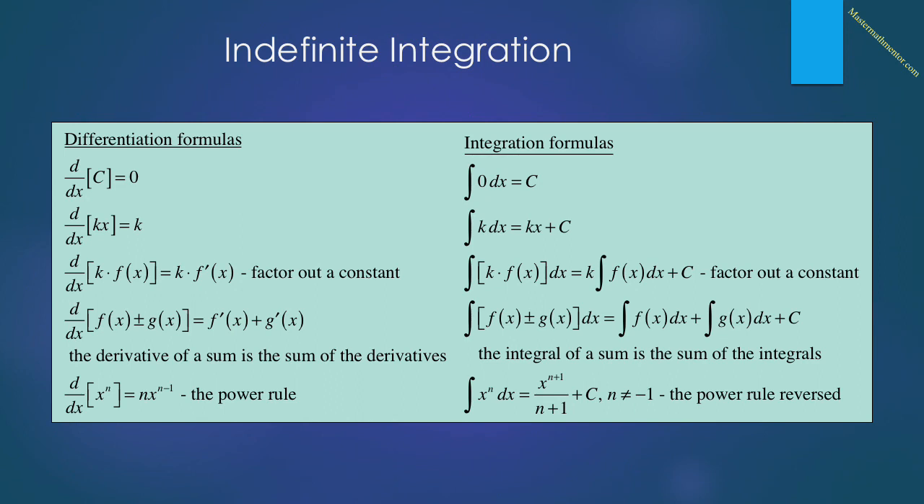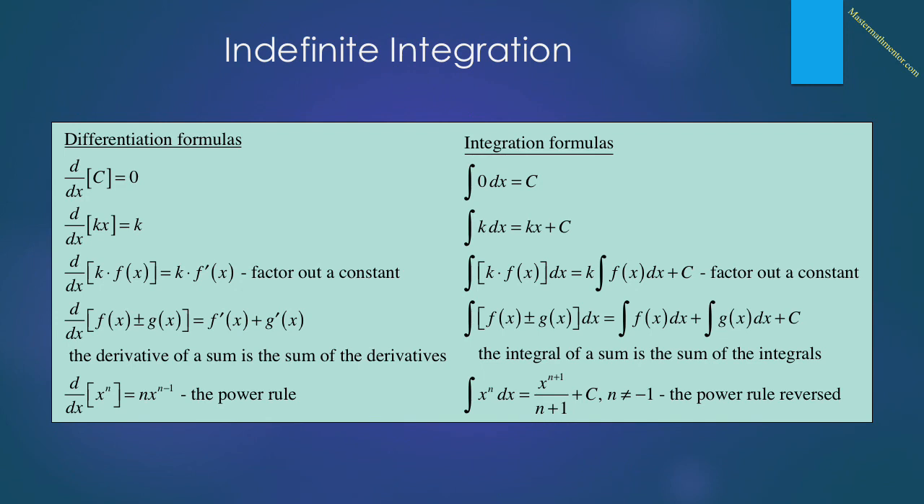Therefore, the integral of f of x plus or minus g of x dx will be the integral of f of x dx plus or minus the integral of g of x dx plus c. The integral of a sum is the sum of the integrals. Each integral has a constant, but when we add 2 constants, we get another constant. Therefore, we just tack on the plus c at the end.